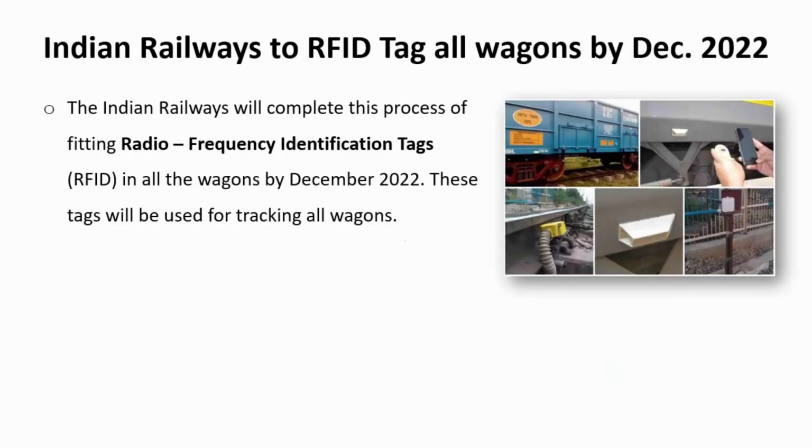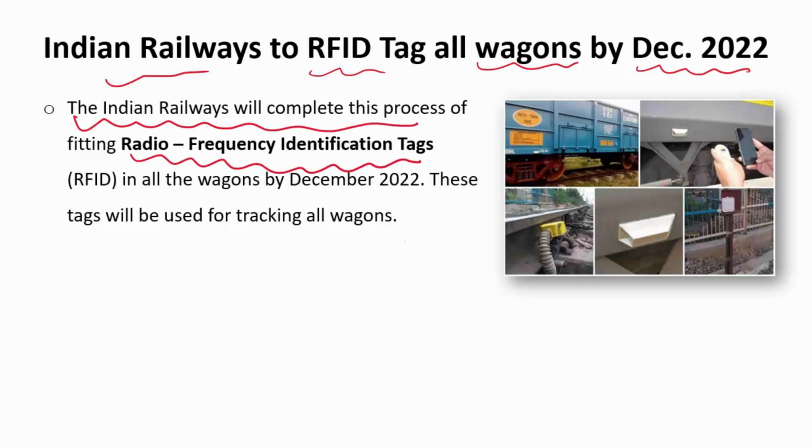Now, apart from that, the next news is from Indian Railways, and they have decided to tag RFID tags to all the wagons of the Indian Railways, and the deadline has been set to December 2022. And let me also give in detail about what this RFID tag is. So basically, first of all, let me tell you that the Indian Railways will complete this process of fitting radio frequency identification tags, which is RFID in short, by December 2022. Right now, these tags will be used for tracking all the wagons. This is the main and the major purpose of this RFID tag.